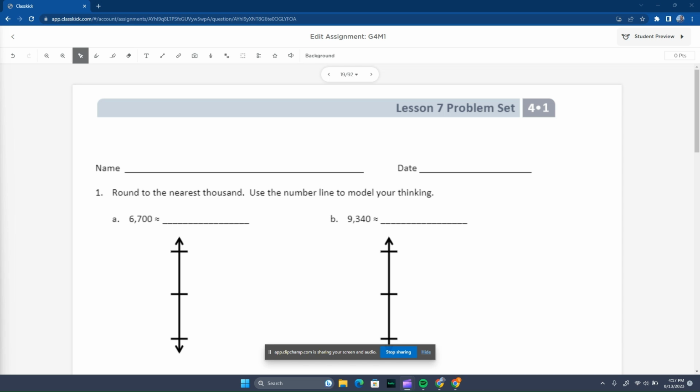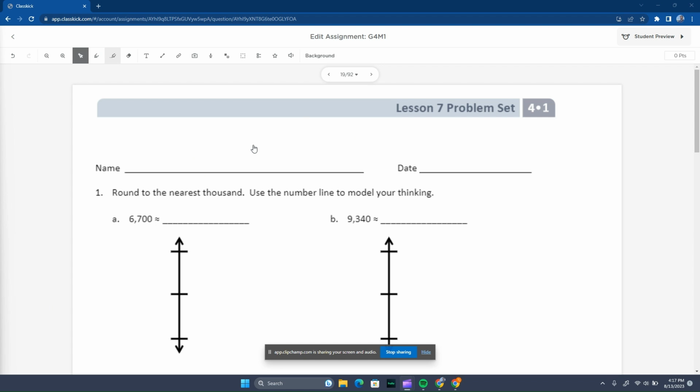Hey everyone, this is Eureka Math Grade 4, Module 1, Lesson 7. And in this lesson, what we're going to be doing is rounding multi-digit numbers to the thousands place using a vertical number line to help us out.